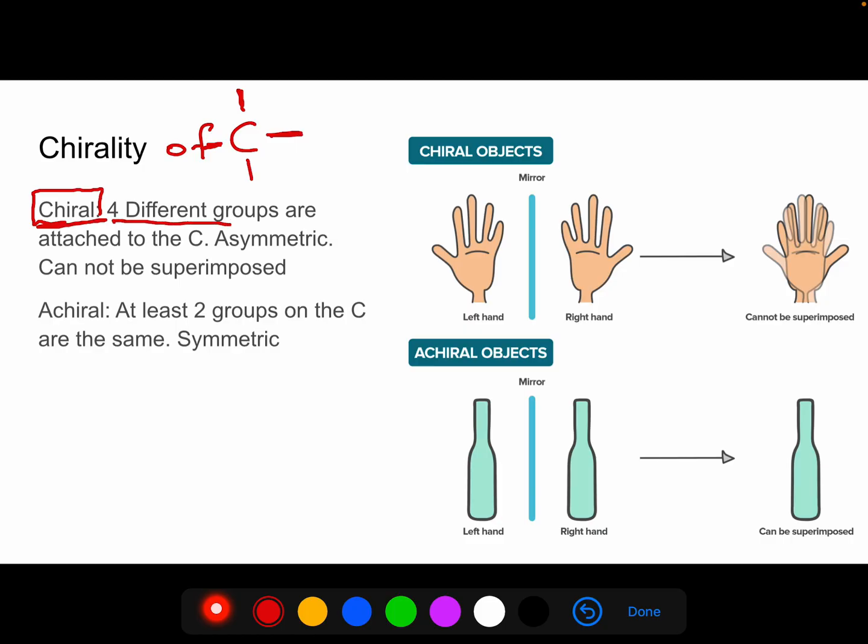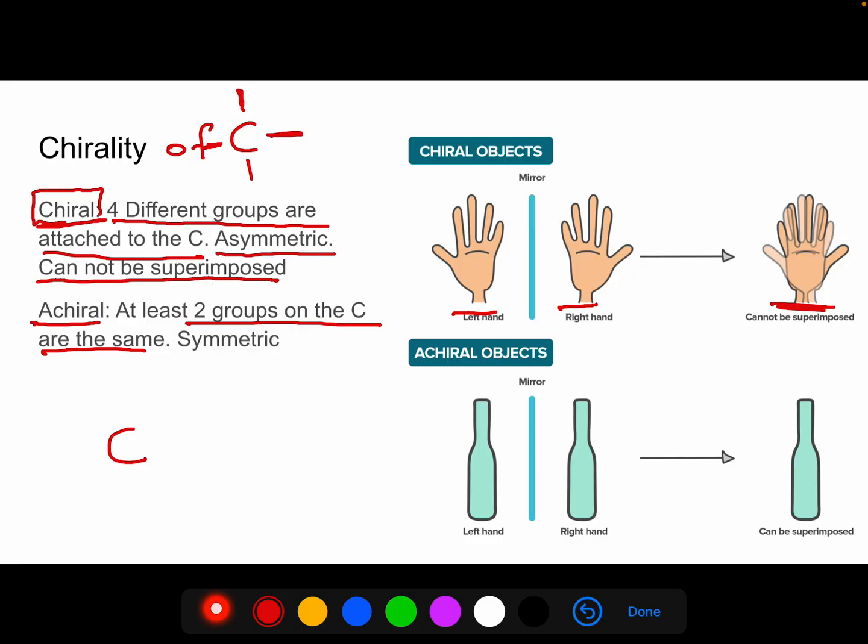So if four different groups are attached to the carbon, then it is a chiral carbon. It's asymmetric and cannot be superimposed. When you put chiral groups on top of each other, you cannot superimpose them. They are mirror images of each other. When we say achiral, at least two groups on the carbon are the same.